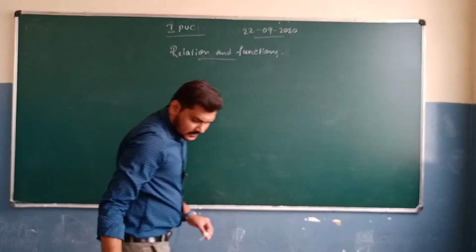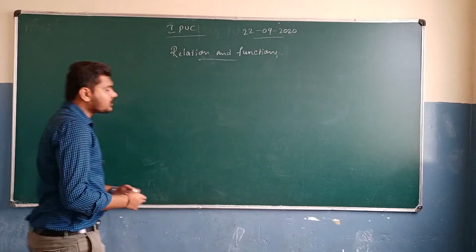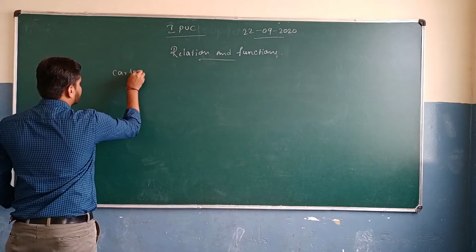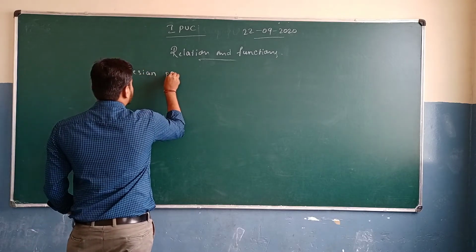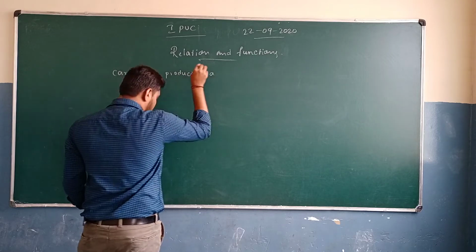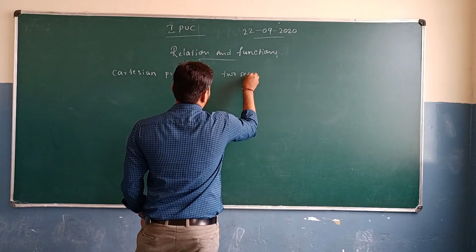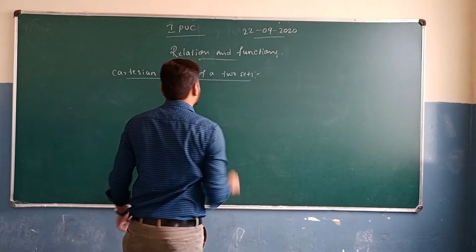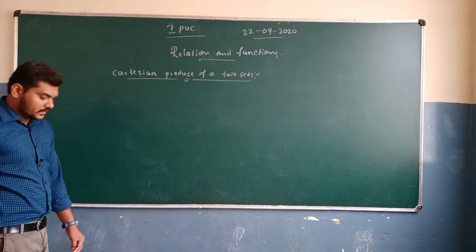So the next concept is the Cartesian product of two sets. Cartesian product of two sets. So what is going to be the Cartesian product of two sets?